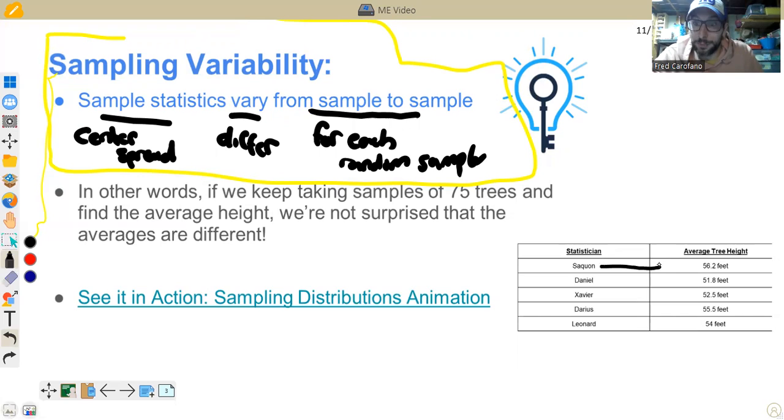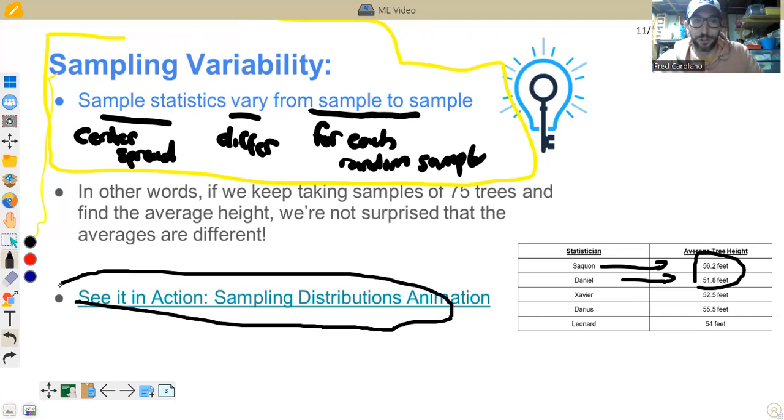Saquon takes a sample of 75 trees, gets his average. Daniel Jones does the same thing, gets his average. These are different. That's not surprising to us. Now, what we have to start to think about eventually, and this is what we dive into in AP stats, where I'll see some of you, is how different would be surprising. We'll save that conversation for another day.